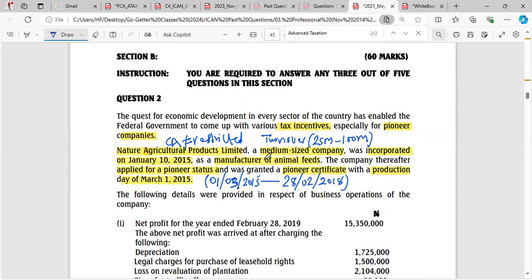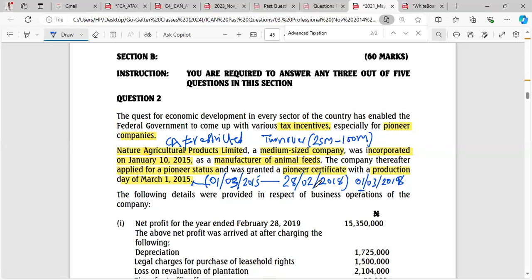So you know that your production day is 1st of March. This is your production day, and this is when the initial pioneer period will end. That means a new business should commence on March 1, 2018. Sorry, 2018. You are going to commence a new business on March 1.